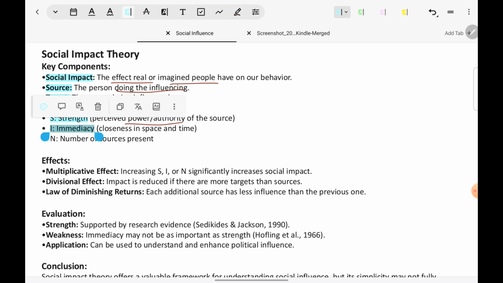Next is immediacy. Immediacy refers to the closeness of the source. If the source is close to the target, we mean in terms of literal physical presence, available to the target, we can say, then the target is more likely to obey. If the source is away from the target, that means physically apart from the target, then the target is less likely to obey. So let's say, for example, my teacher is standing right next to me and she's telling me, don't you dare drink. In that case, immediacy is very high and I'm more likely to obey.